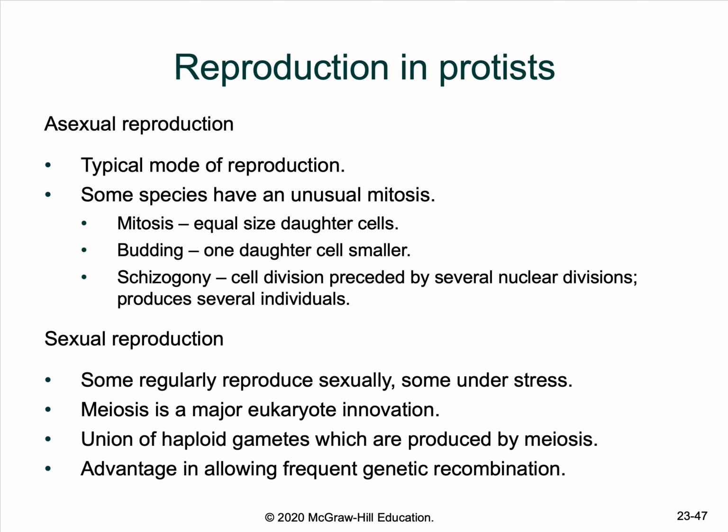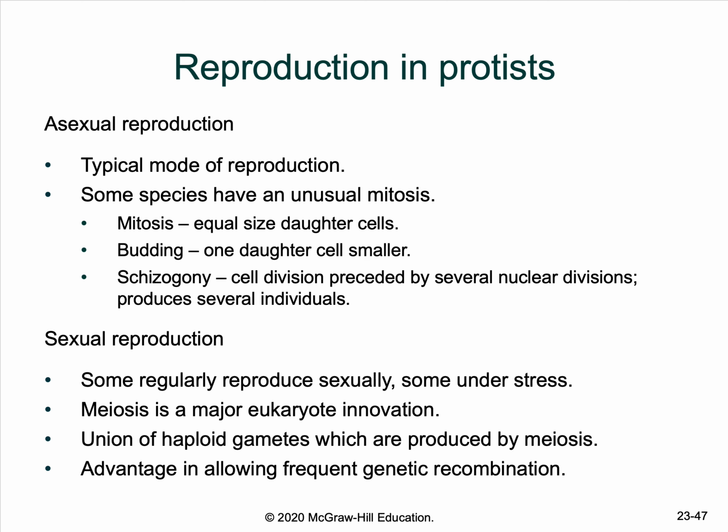Because they're so diverse, they can reproduce in multiple ways. It can be either asexual or sexual. Some of the examples include mitosis, budding, and then it says meiosis is a major eukaryotic innovation, so they can even use meiosis.